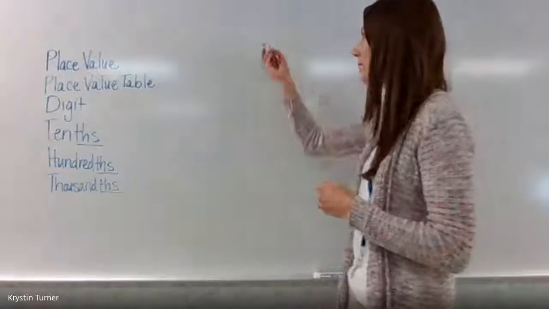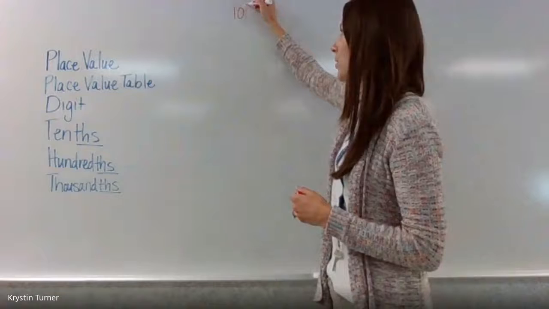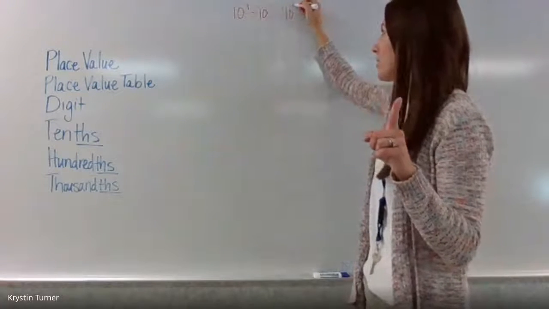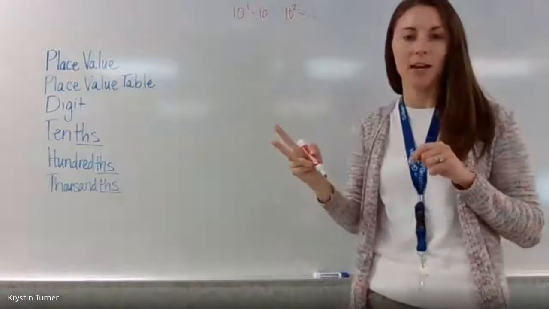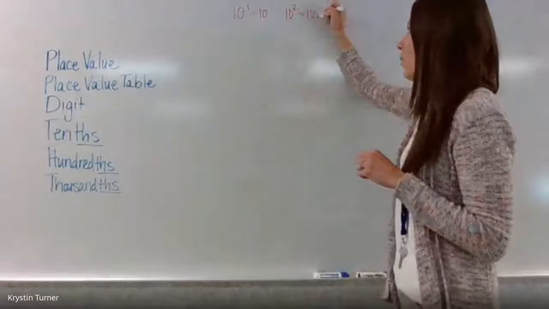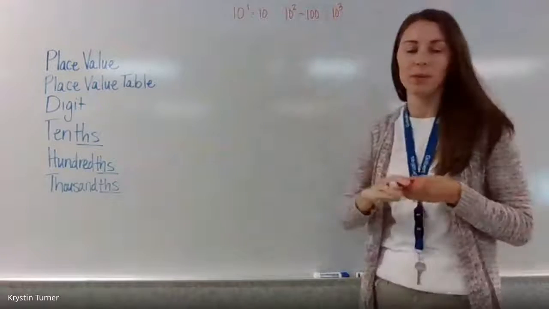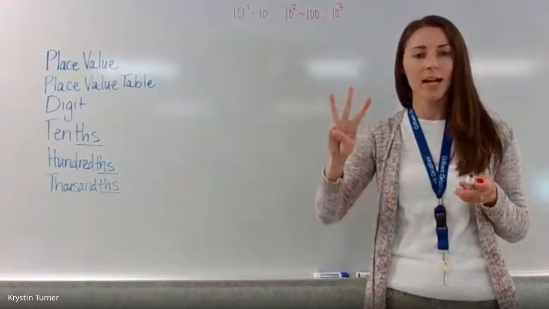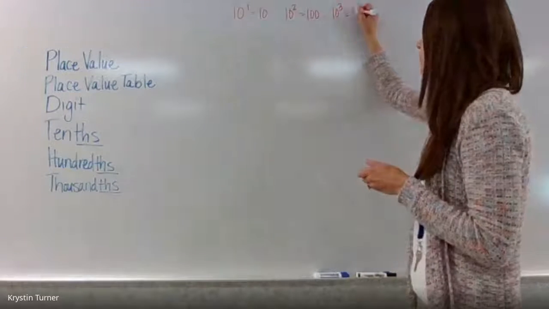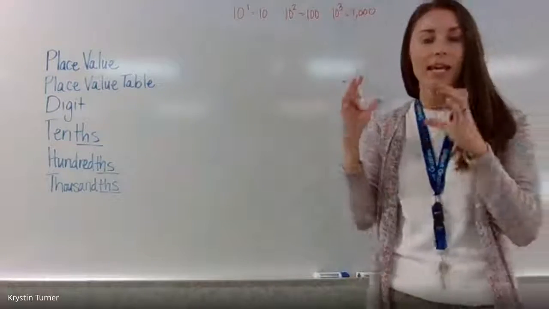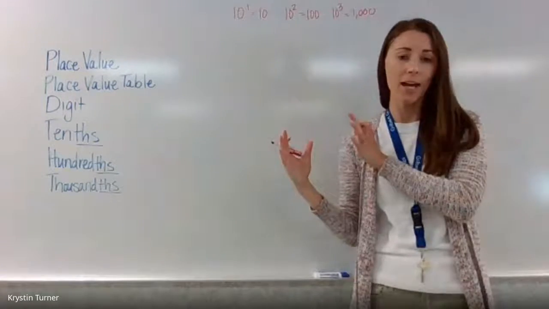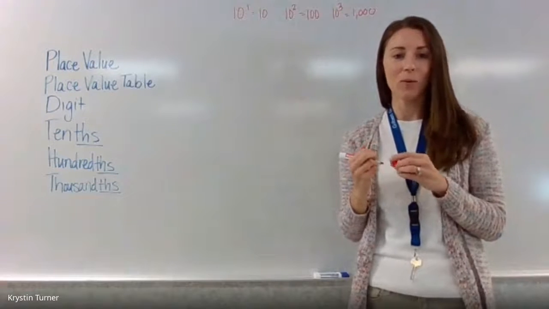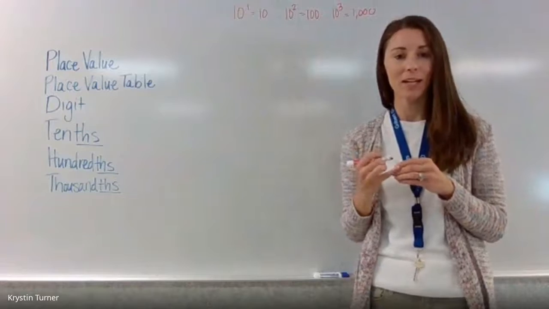So remember, a power of 10 is like 10 to the first, which is 10, just one 10, or 10 to the second power, which means 10 times 10, which is 100, or 10 to the third power, which means that we're multiplying 3 tens. 10 times 10 is 100, times 10 is 1,000. So we're going to take a whole number and divide by 10, 100, or 1,000. So I can divide a whole number by a power of 10 is our target.